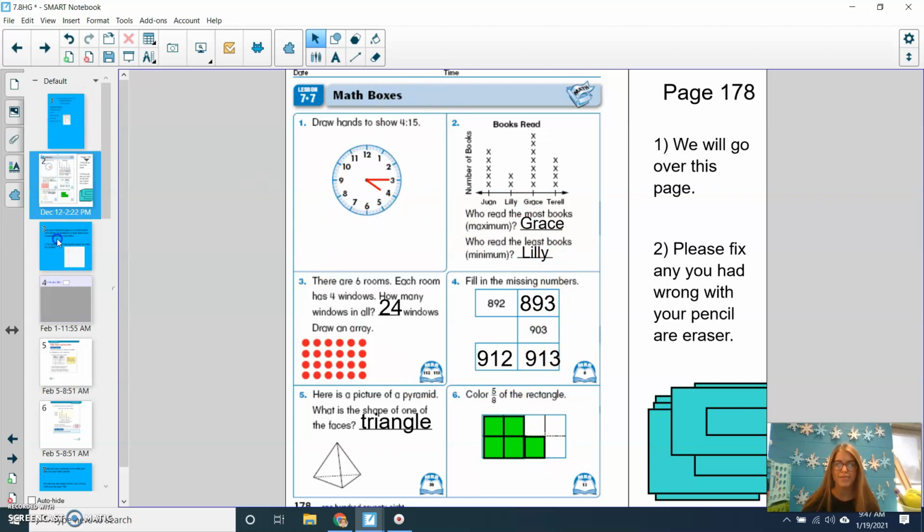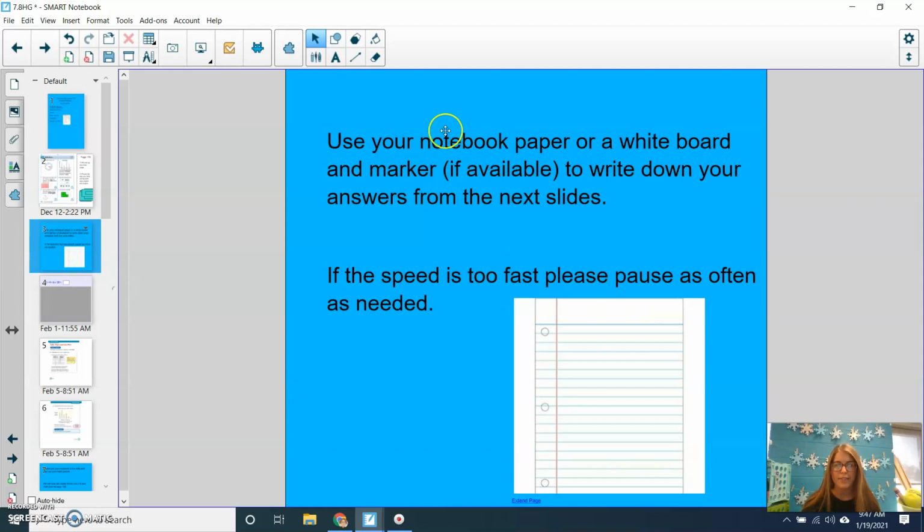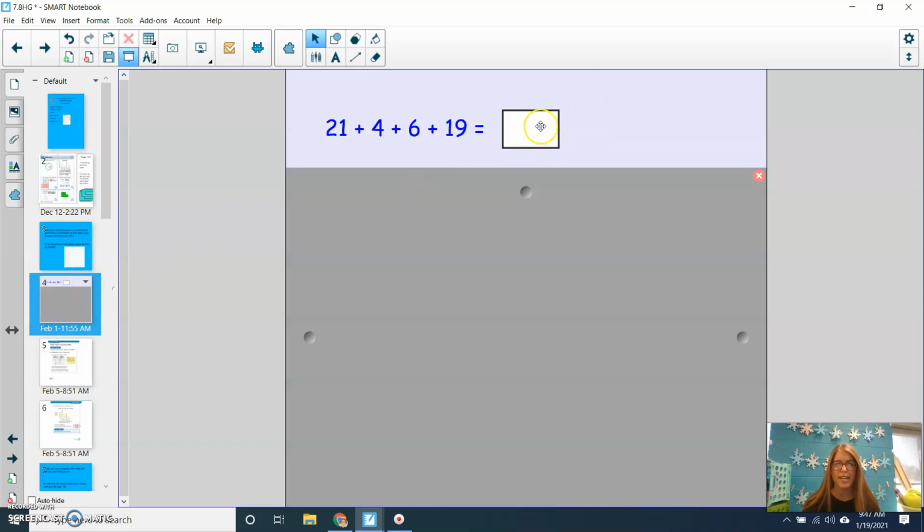For the next part of the lesson, if you can either use notebook paper or a whiteboard and marker to write down your answers. If the speed is too fast, pause as often as needed. For our first question today, I want you to try to do as much of this in your head as you can, and you're looking for numbers that go together to make a 10 or a 20 or a 30 or even a 40. So could you press pause to solve this problem and then press play when you're ready to check?